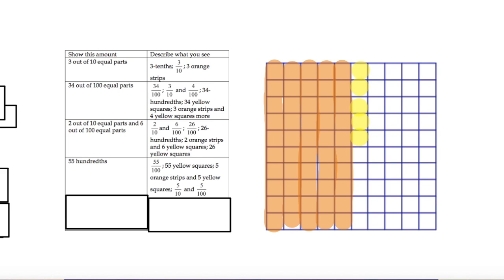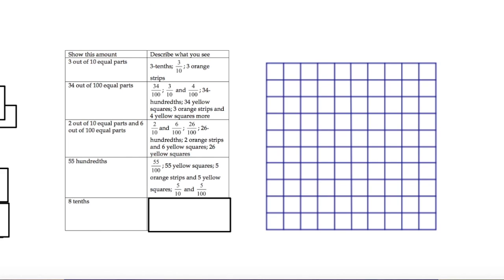Now let's take a look at one last problem. 8/10ths. Now to color in tenths, we'll use the color orange. Now I've been doing columns, but I could also do horizontal rows. It doesn't matter. That's still 1/10 of the whole square.